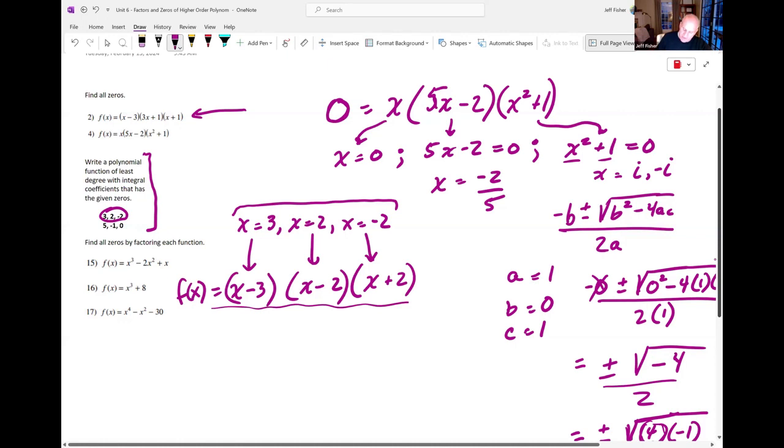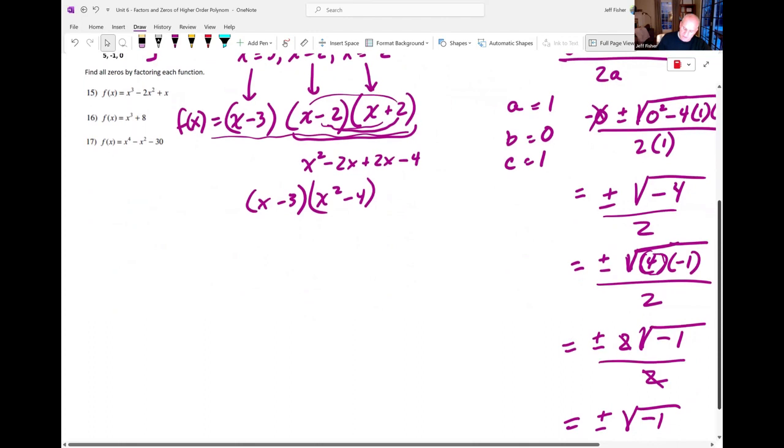So let's do that. What's x minus 2 times x plus 2? Let's do this part first. This is x squared minus 2x and a positive 2x go to 0. I'll write it anyway. And then a minus 2 times positive 2 is negative 4. So this piece is x squared minus 4 times x minus 3. Okay? And so now we can simplify that.